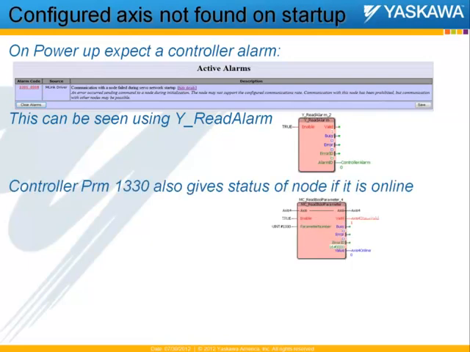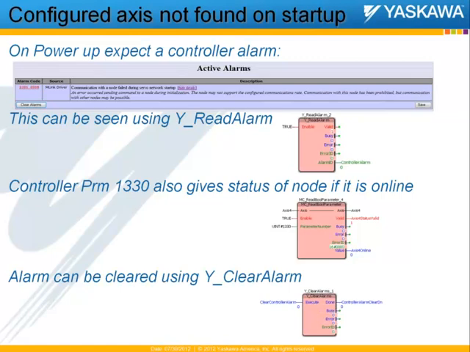There is a controller parameter, 1330, which gives the status of the drive if it is online. You can see here that 1330 can now be read using the MC read bool parameter function block. And if the axis is online, it basically comes up with a value of 1 at the output. The last output comes up with a value of 1. Remember, this is a Boolean output, and it can be read using the MC read bool parameter function block. Here you can see that in this particular example, the status of axis 4 is trying to be accessed, and you can see that axis 4 is not online.